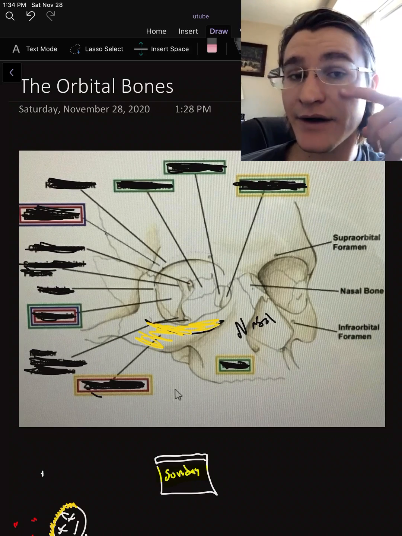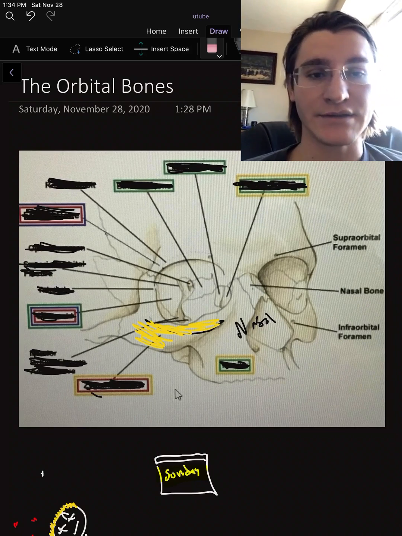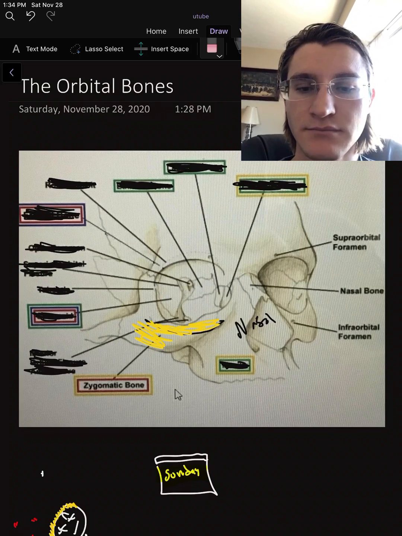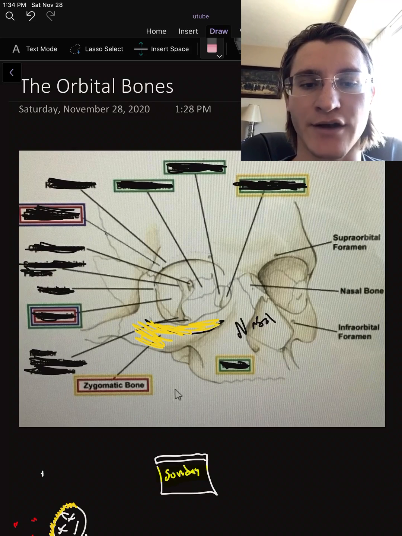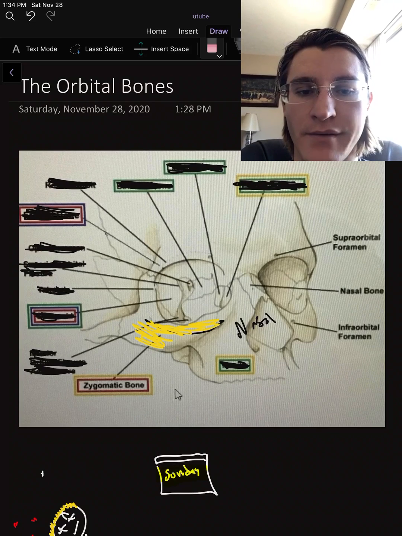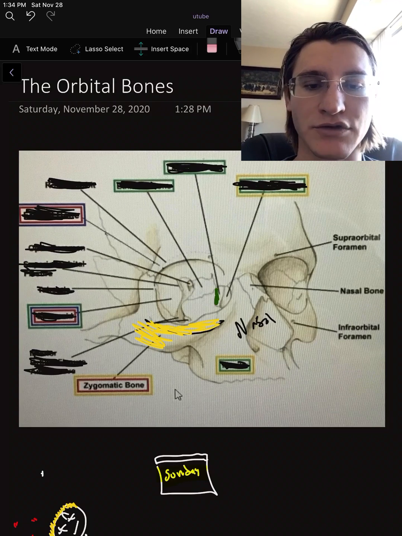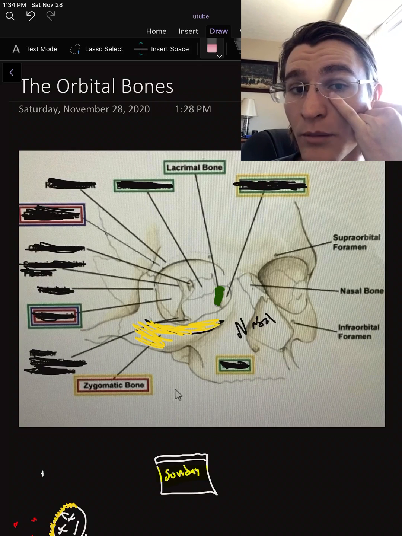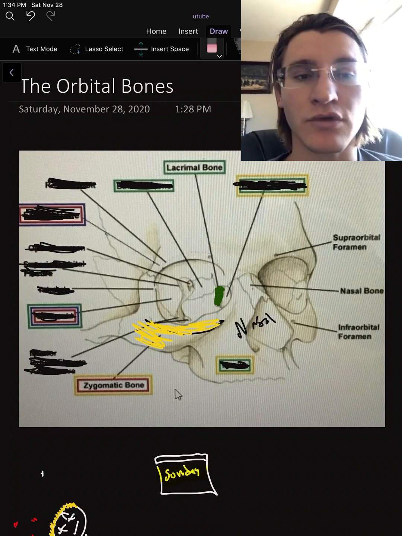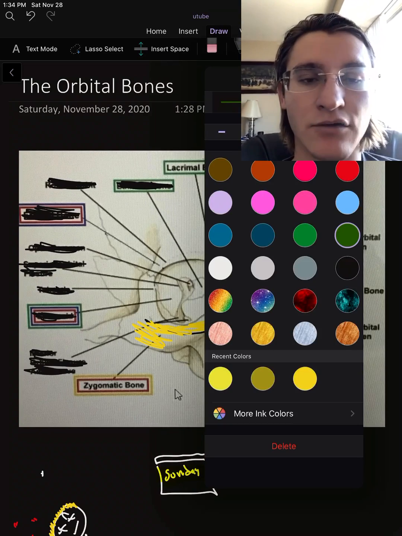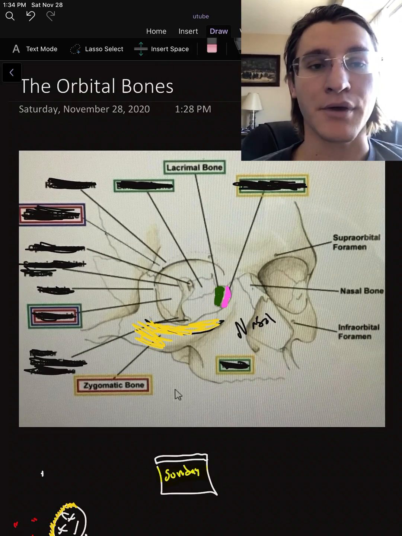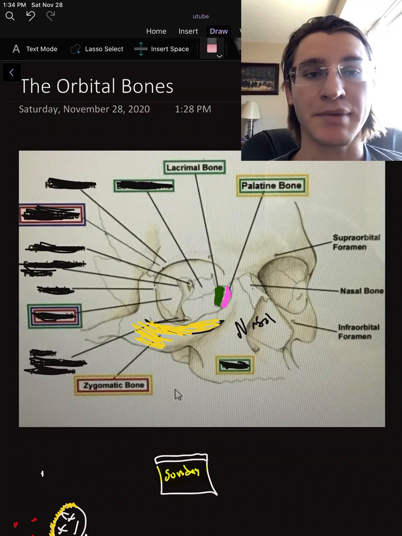So this one down right here, I've already told y'all what that one was. It's our zygoma, so zygomatic or zygoma bone. Now I'm going to look for the lacrimal. Lacrimal is usually easiest for me to identify too. So we have our lacrimal bone, more medial to our lacrimal gland or our tear duct. And then the most medial to that is going to be our palatine bone. So it's our palatine bone.